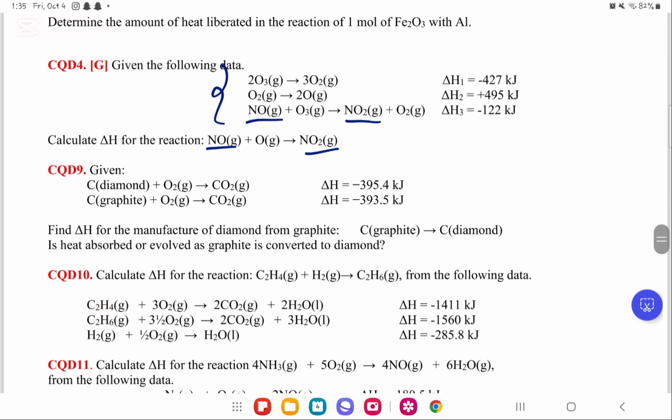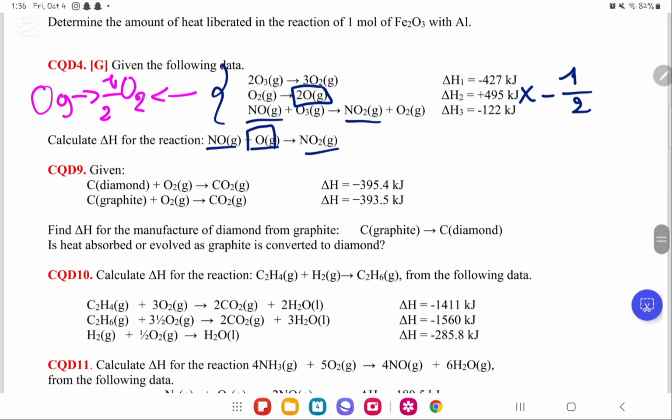Now here's the thing, we have O gas. We have 2O, okay? And it is in the products, whereas for us we have O gas in the reactants. So how do we change it? We're gonna multiply it by negative first of all to make it into the reactants, and then by 1 over 2 to make it O gas. So now we're gonna have O gas gives us 1 over 2 O2.